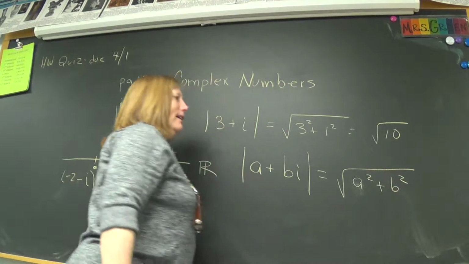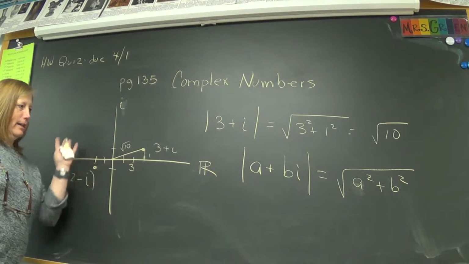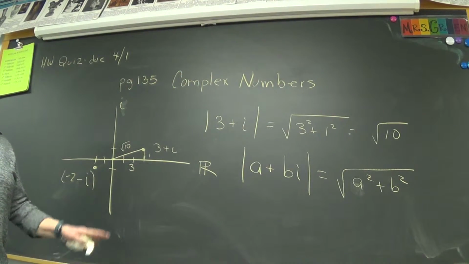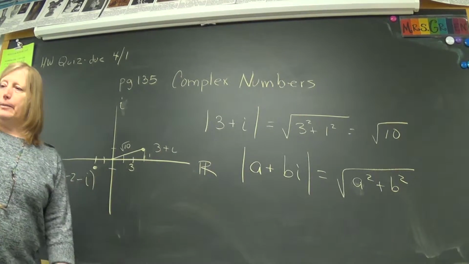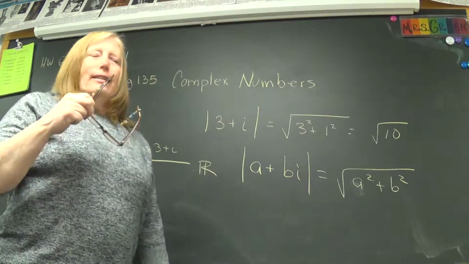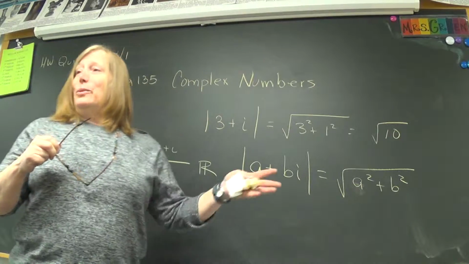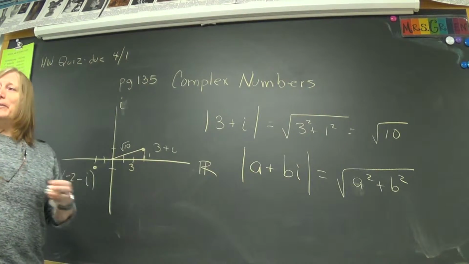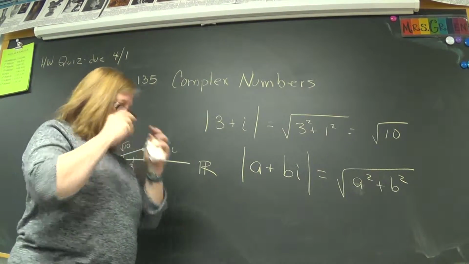So any number I give you in any of the quadrants, you should be able to come up with its absolute value. Is this like physics with vectors? That sort of looks like it, because we do that, the magnitude. Yeah, very much so. Good, I'd like to see those parallels.